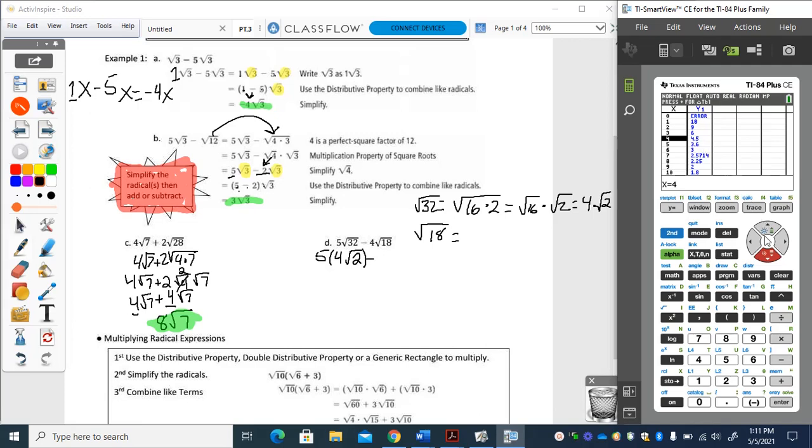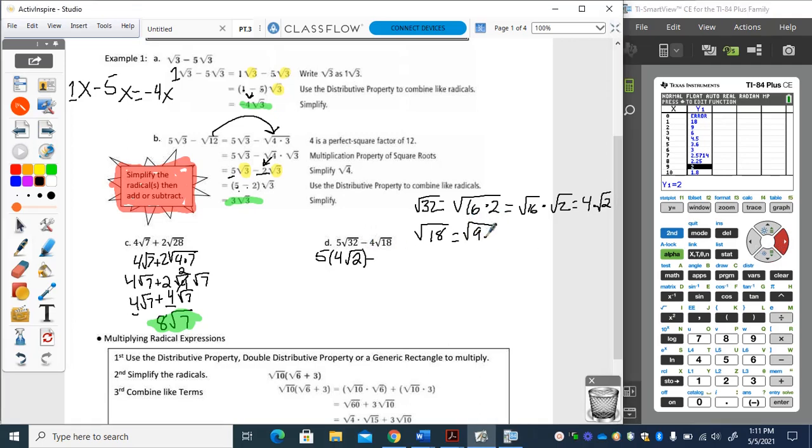What's the next perfect square? 4, well, but that's 4.5. We don't want it. What's after 4? 9. And what do we have? 2. So let's do the square root of 9 times 2. And then I can simplify to the square root of 9 times the square root of 2. And then what's the square root of 9? Oops, forgot the 2. So we have 3 times the square root of 2. So minus 4 times what we had at the end, 3 times the square root of 2.